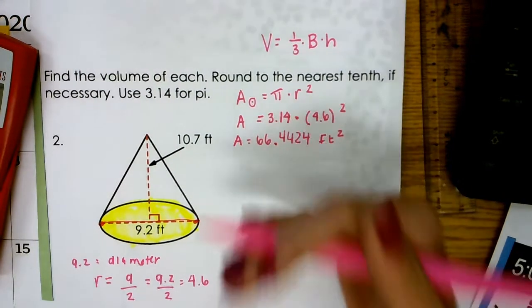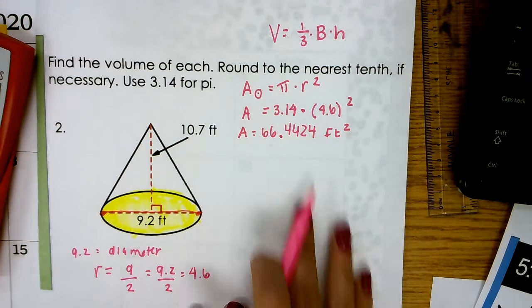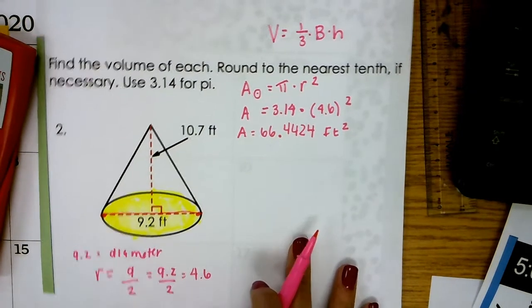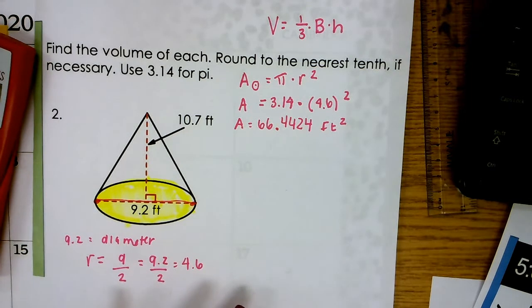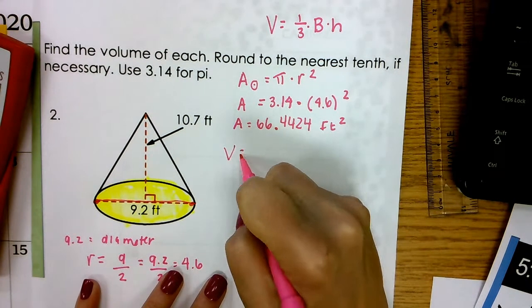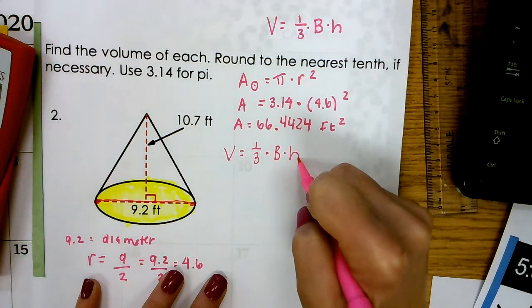Now, we are not going to round to the nearest tenth yet. You do not want to round as you go. You want to use the exact answers all the way through and then round at the end. So we're not going to round this number here for area. We're going to use that, and then at the end, when we're done, we will round. So volume is equal to 1/3 times the area of the base times the height.